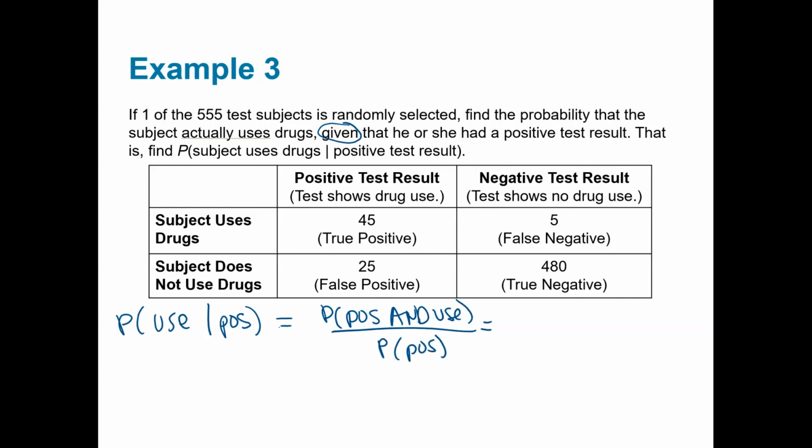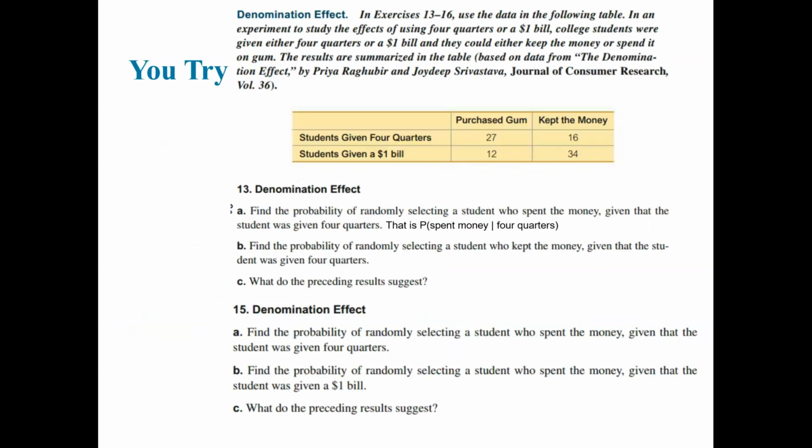So find our positives that use. So that's going to be 45 over 555 over the positives. So our positives are this way. So that's 70 over 555. So that's going to give us 0.643. All right, and you use this table. Don't let these words get in your way there. Just use that table similar to how I use the other one. And here are the solutions.